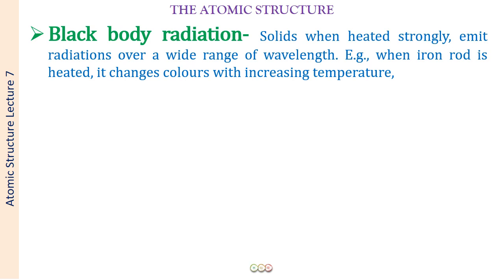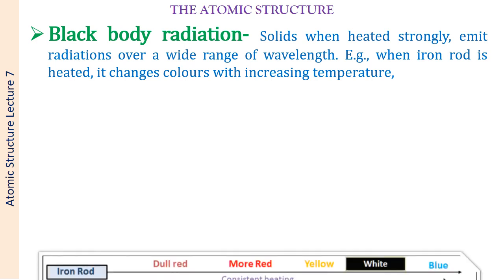So let us start the study with understanding the phenomenon of blackbody radiation. In this phenomenon, solids, when heated strongly, emit radiations over a wide range of wavelength. And what do I mean by that? Let us understand this with the example of an iron rod being heated strongly. Right? When an iron rod is heated, it changes color with increasing temperature.